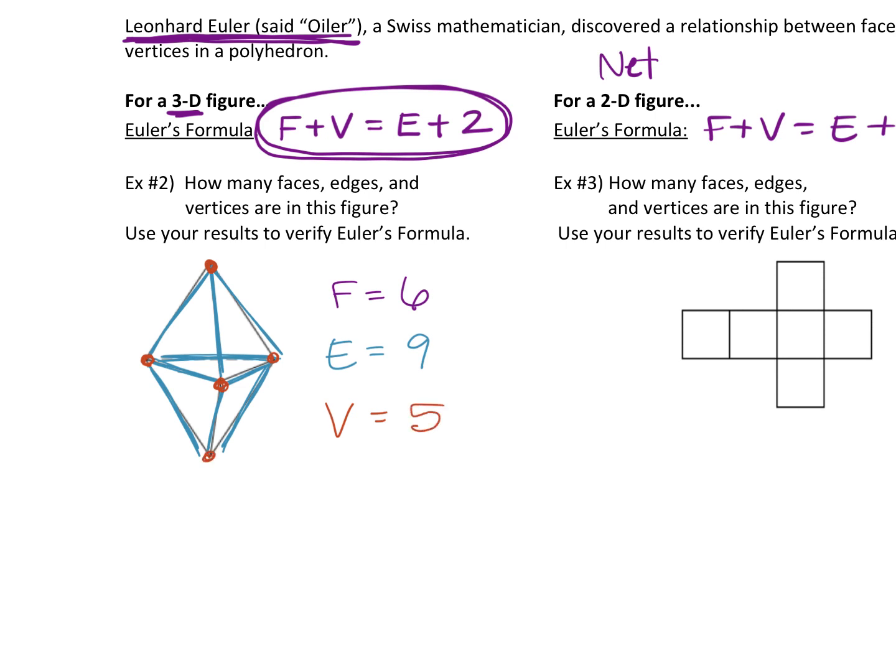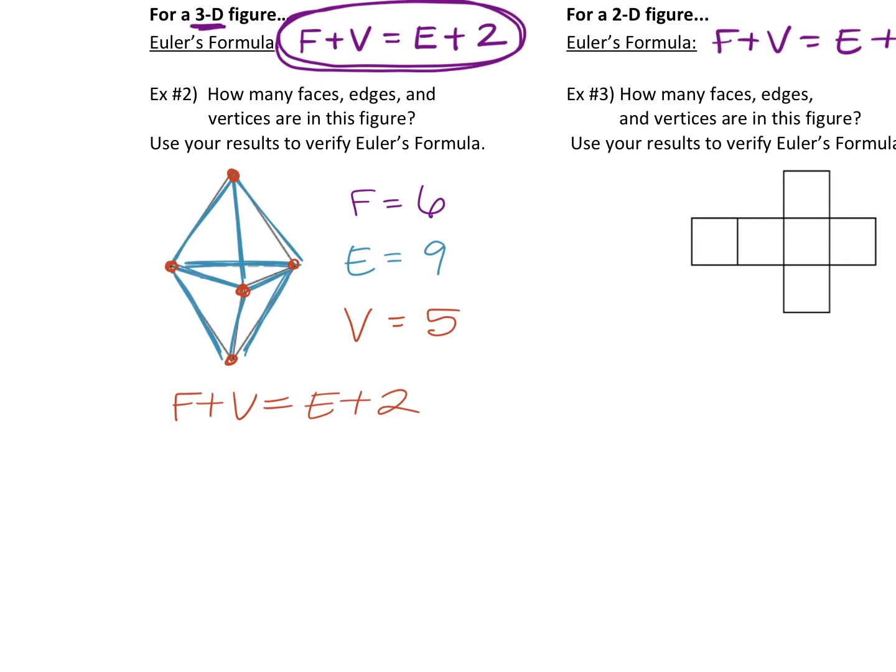Okay, so then it says verify that you're correct with Euler's formula. Euler's formula says faces plus vertices should equal edges plus 2. So faces, 6, plus vertices, 5, should equal edges, 9, plus 2. Is that true? Yes. It checks out.